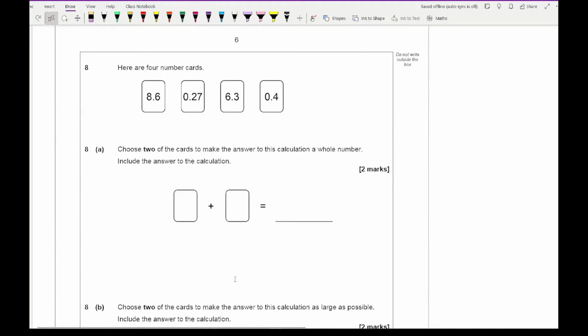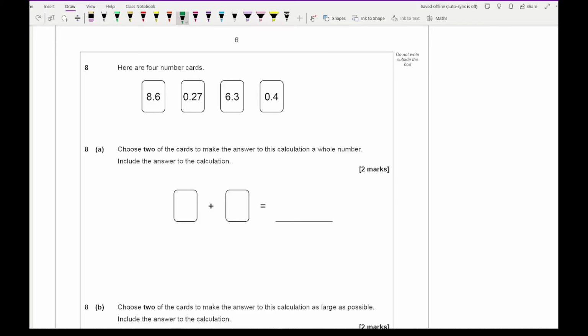Moving on to question 8, here are 4 cards. Choose 2 cards to make the answer to this calculation a whole number. Include the answer in your calculation. So what we're wanting to do is just end up with a whole number. Now, how do we end up with a whole number?